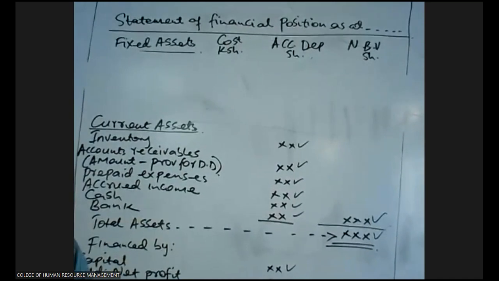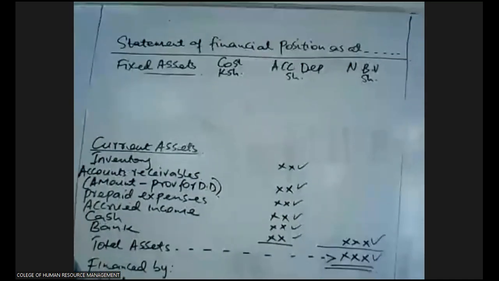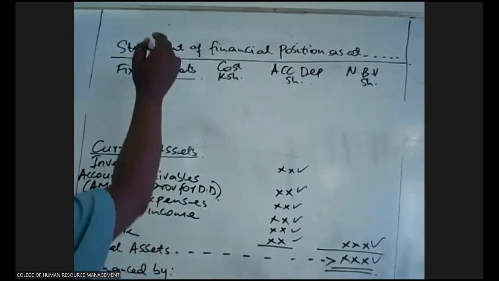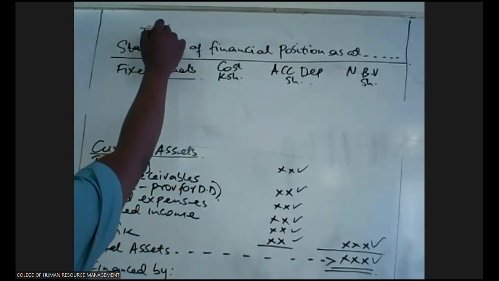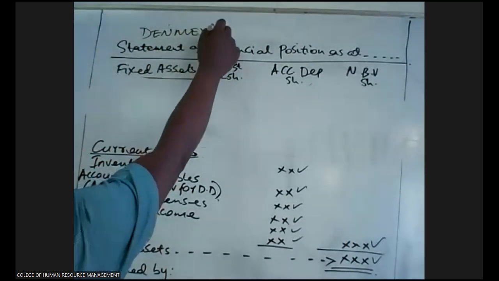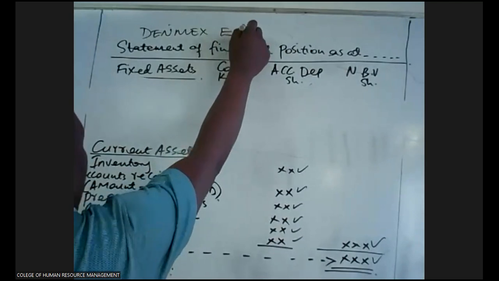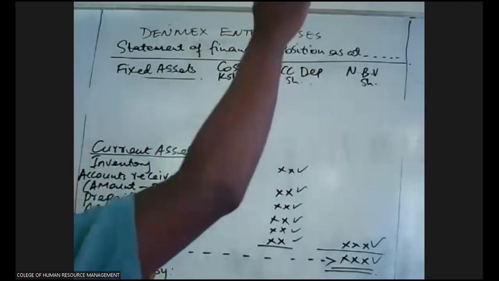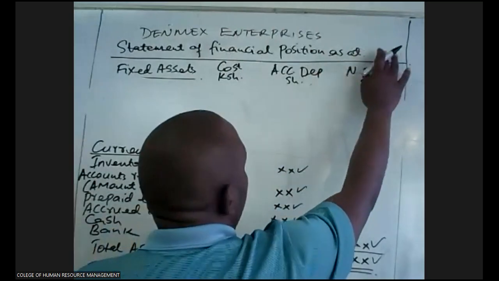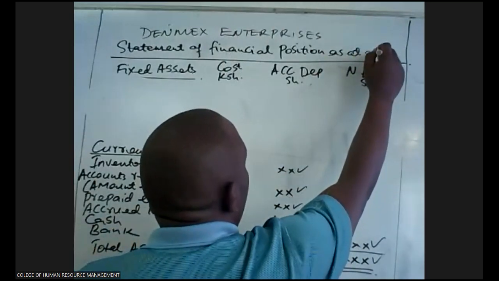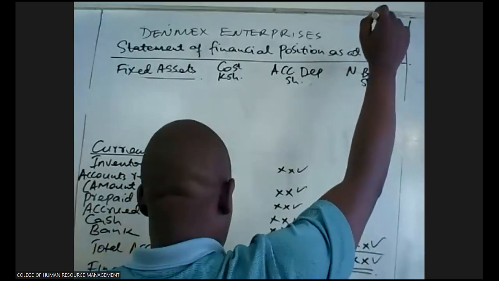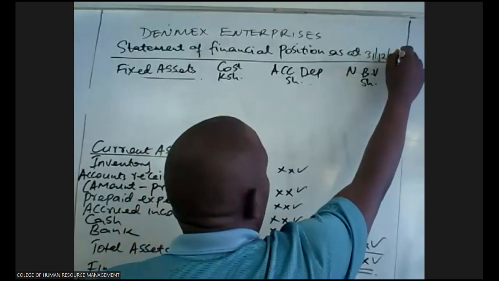So I want to edit this. For the business name, we have it. It is known as Denmex Enterprises. The statement is prepared as at the 1st of December 2021.